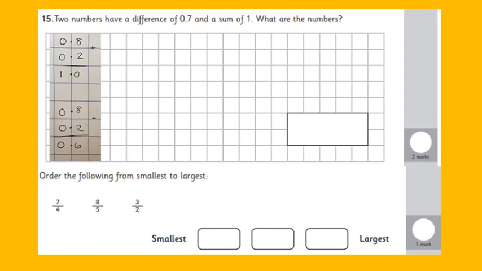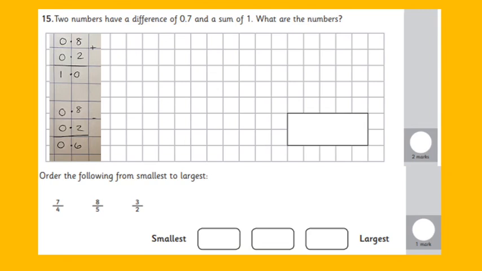left over. Basically, if you added 0.7 on from your lowest number, you would get to your highest number. And then the word sum means the total of, to add the two numbers together. So we're looking for two numbers. When we take them away from each other, we get the answer 0.7, and when we add the two numbers together, we get the answer 1. So what are the numbers?